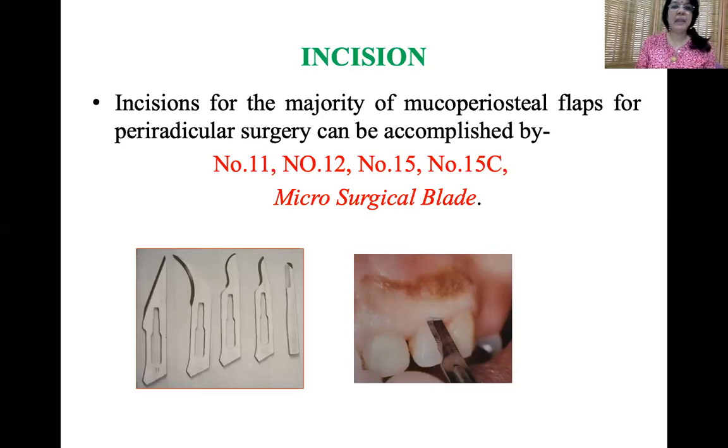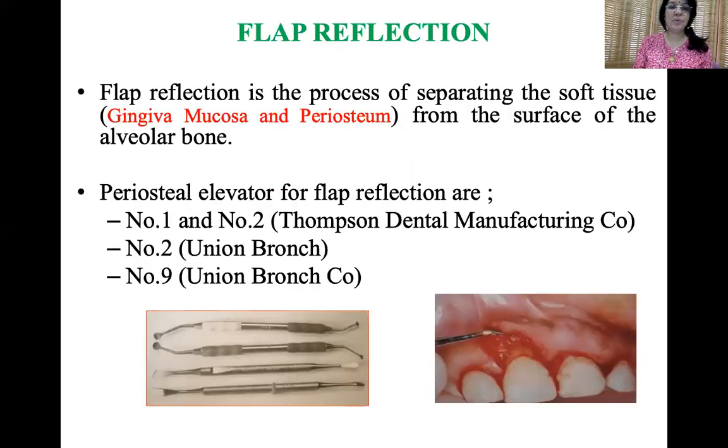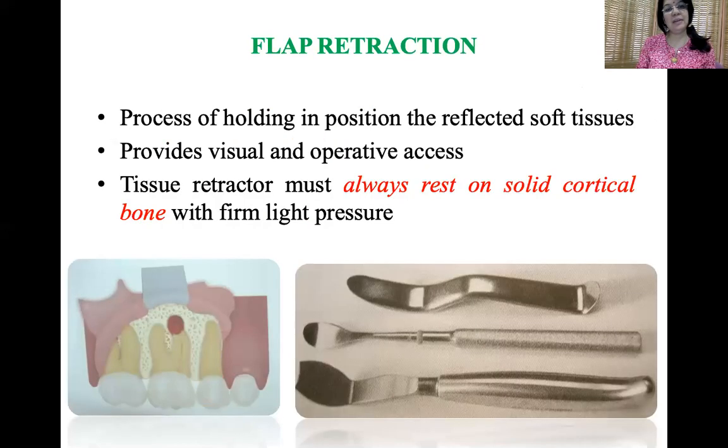The next is what instruments you are using. These are the common blade numbers which we use. And if you see the last blade, that is the microsurgical blade, which is very, very small. So here the incision is small, the opening is small, and all these are being done under the microscope. So you can use these small instruments. After you do the incision, then you have to reflect the flap. This again, you have to do with the help of periosteal elevators. You have learned all this in oral surgery, so I am not going to go into detail.